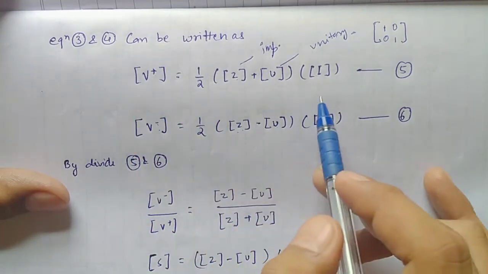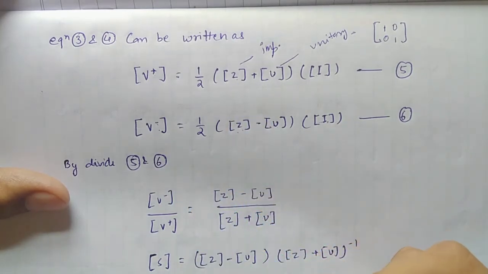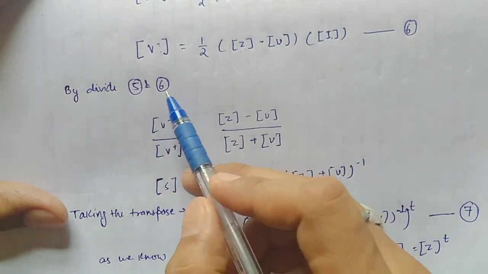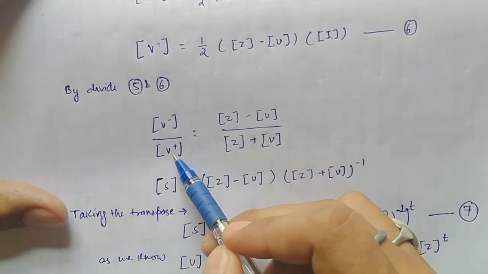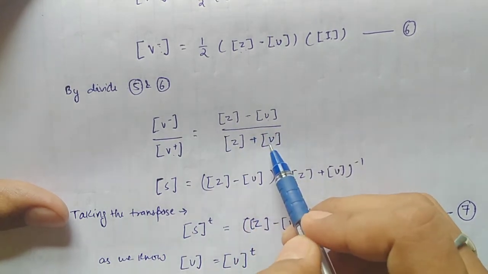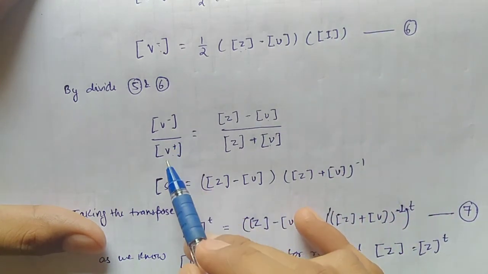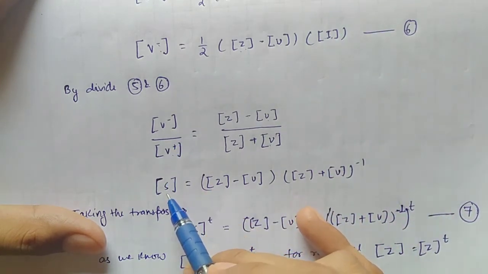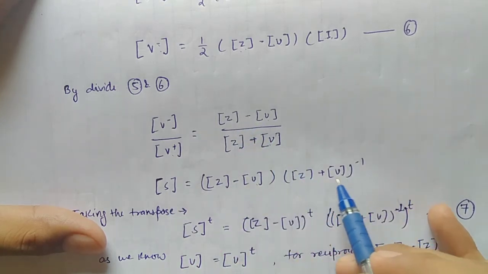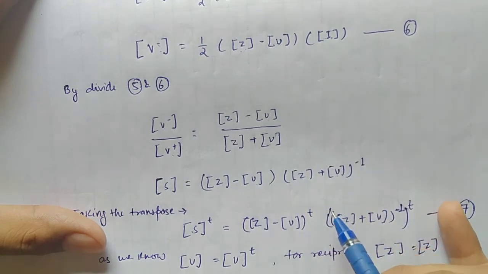If I take the ratio of these two equations, I will get the relation with respect to the scattering matrix. As you can see here, when I take the ratio of equations 5 and 6, I get V minus by V plus, which is (Z minus unity matrix) and (Z plus unity matrix). So the current is cancelled out. So V minus by V plus can be written as the scattering matrix S. So S is Z minus U, and if I take the inverse of Z plus, it can be written as Z minus of 1, inverse of Z plus unity matrix.